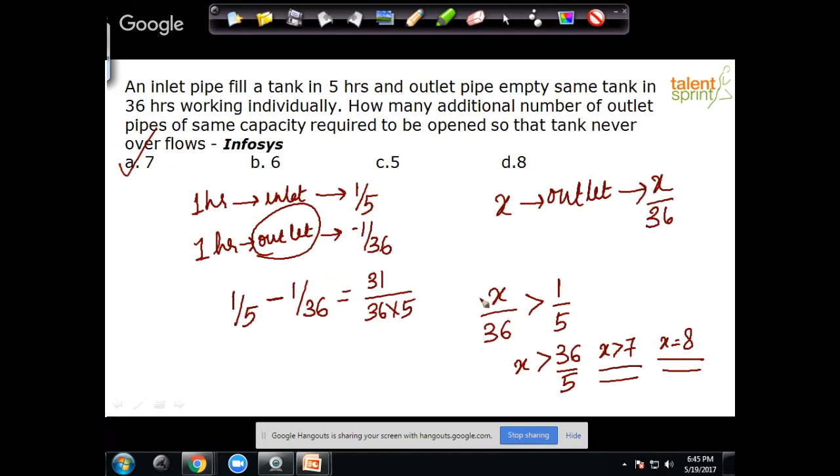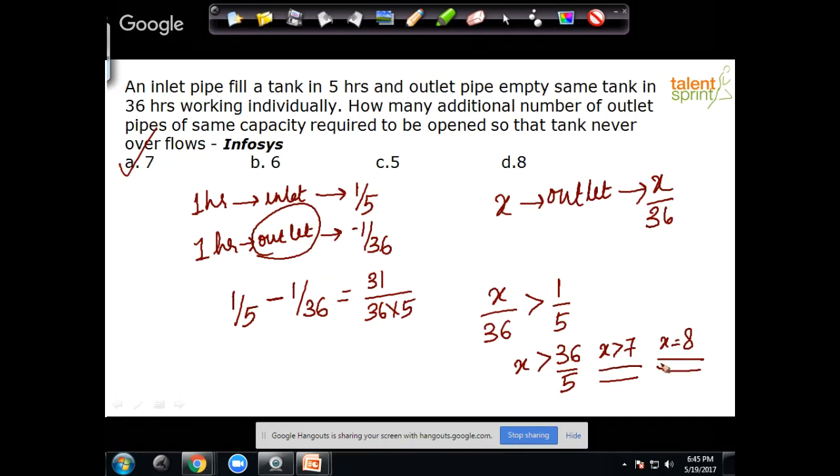So if X by 36 is greater than 1 by 5, the work done by the outlet pipes is greater than the work done by the inlet pipe, then the tank will not overflow. So X will be what? X will be greater than 36 by 5. Or I can say X will be greater than 7. So the least possible value where X is greater than 7 is when X is equal to 8. So if there are 8 outlet pipes, the tank will not overflow.